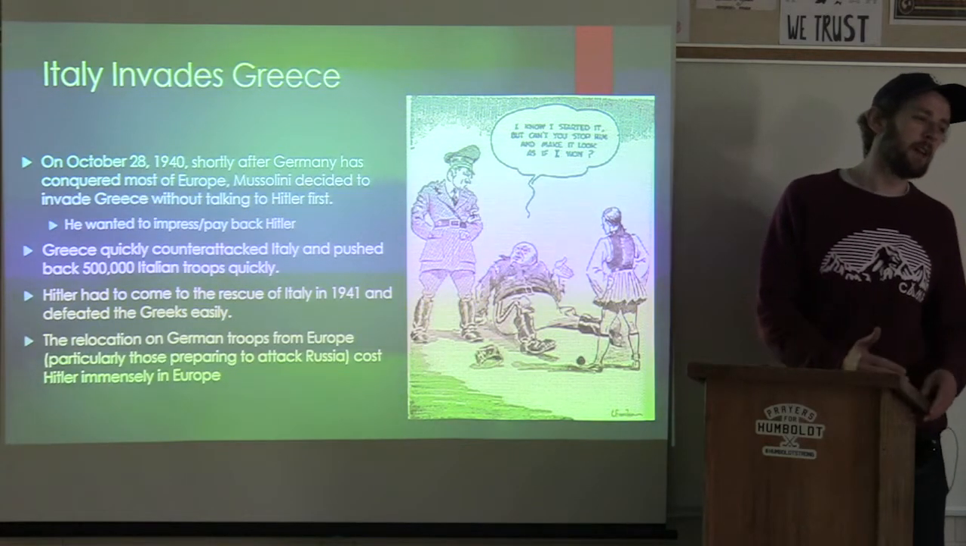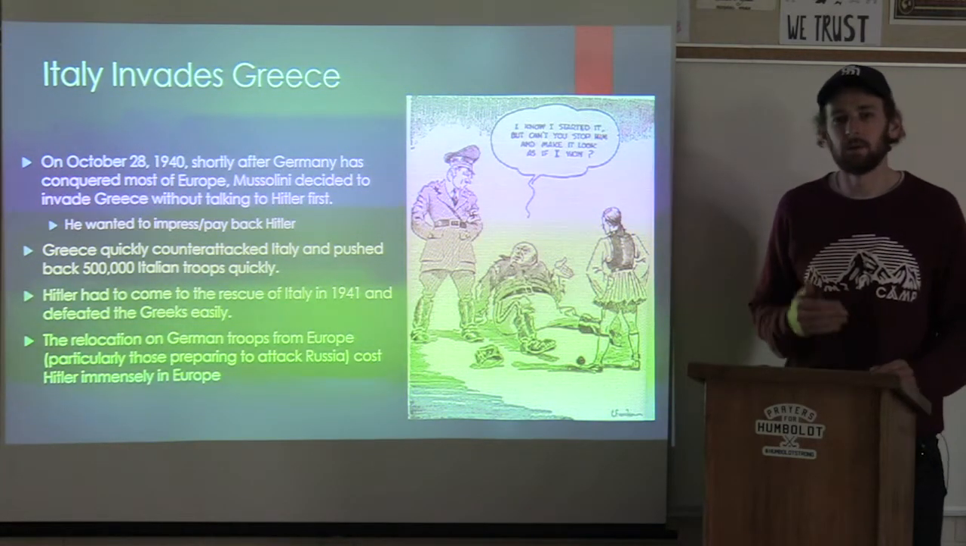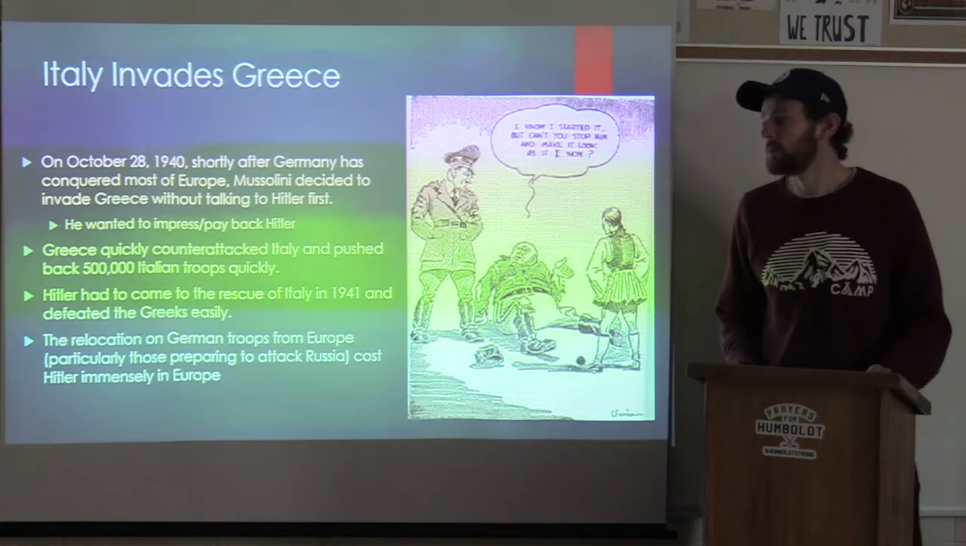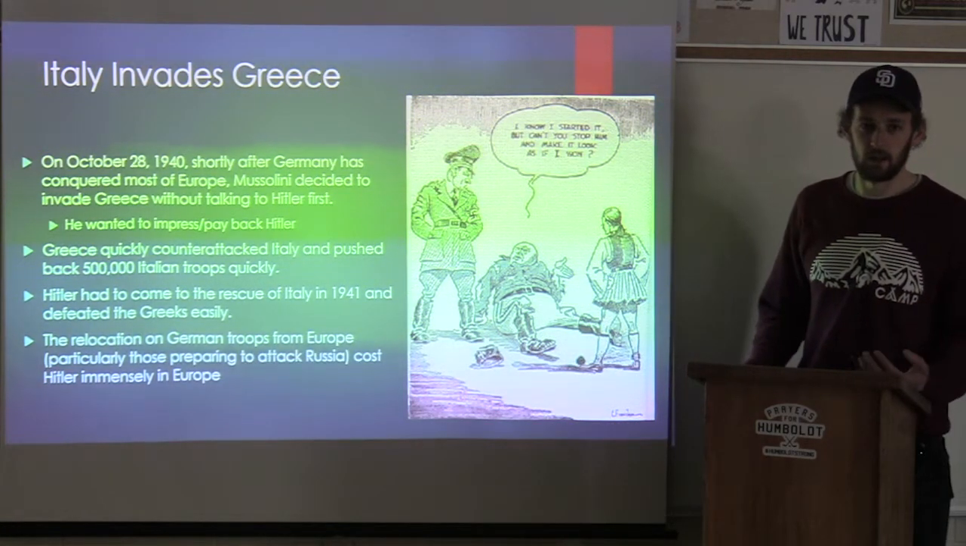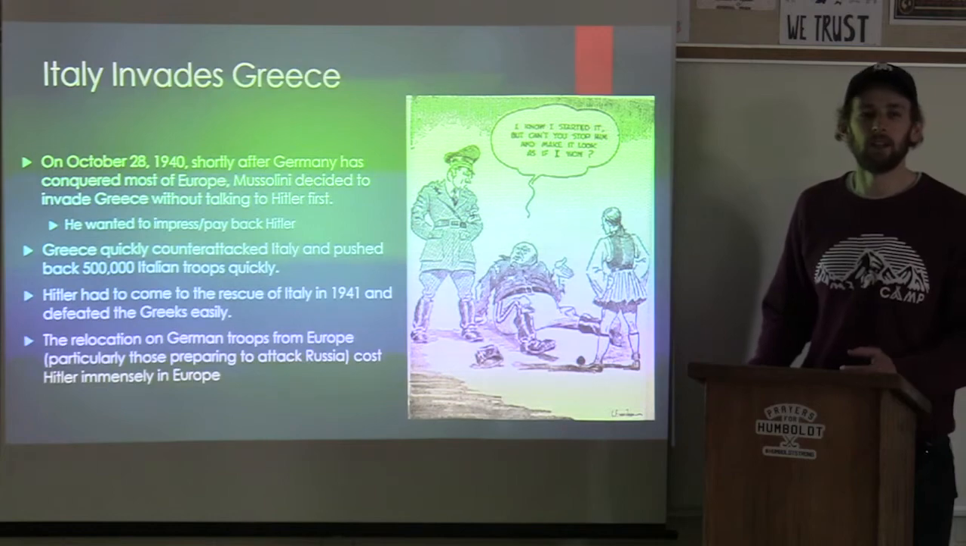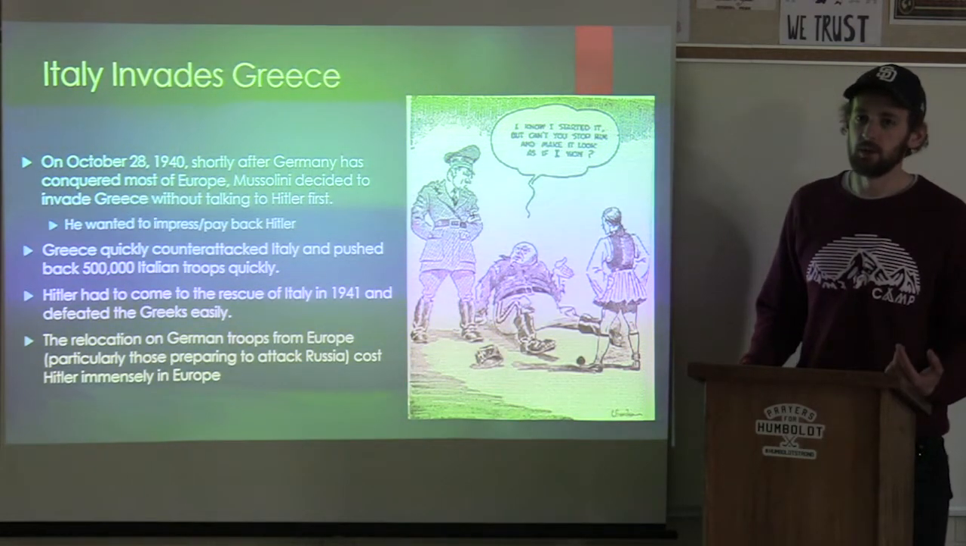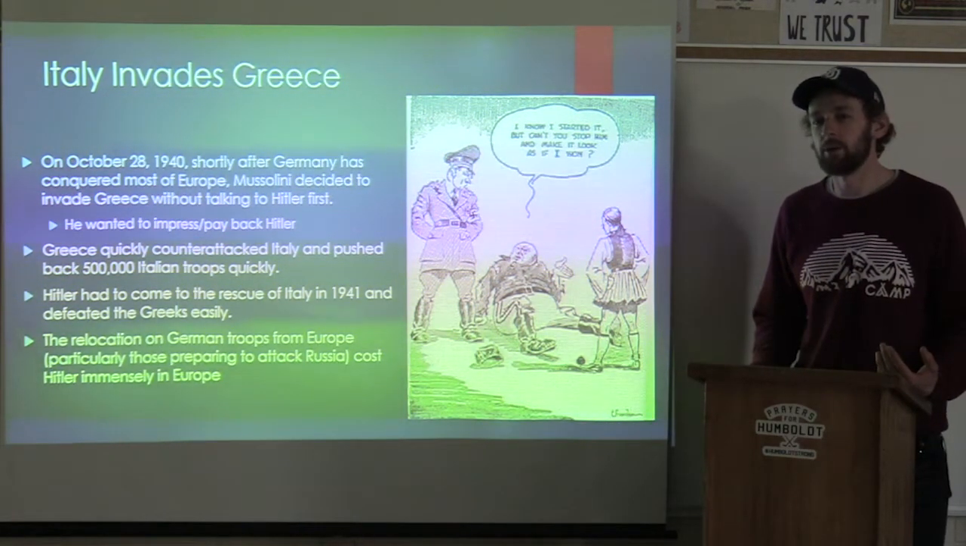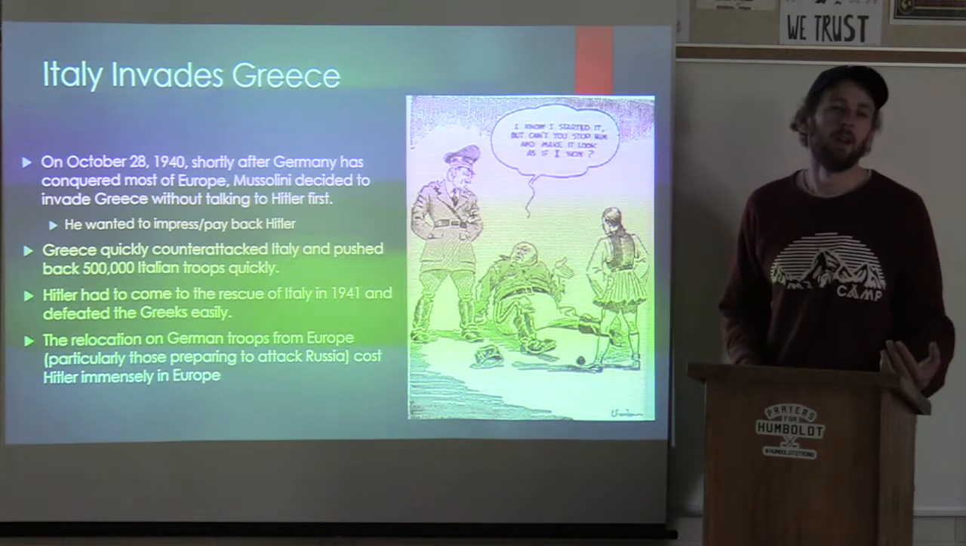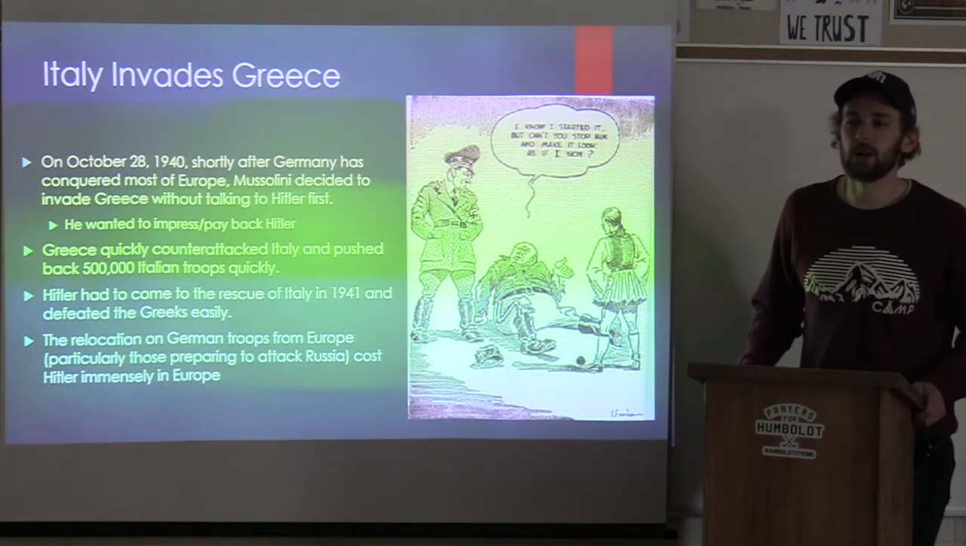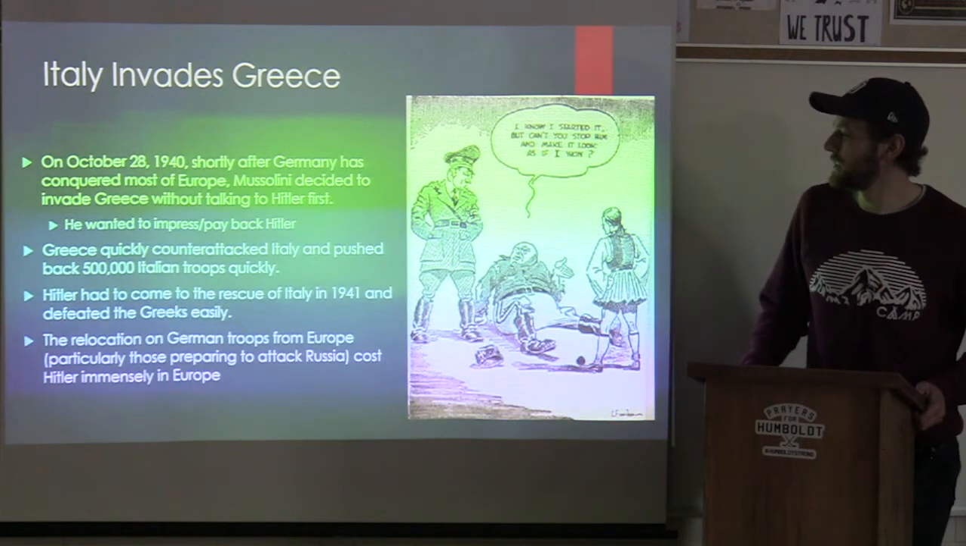He had been kind of lagging behind in all of the battles. He hadn't really been supplying as much as Hitler wanted. So what he decides to do is he decides to try to impress Hitler. And the way he decides to impress Hitler is he's going to invade Greece. Greece is a small country. Greece, in theory, should not be able to defend themselves from the Italian army. The problem is the Greeks are a much better trained military than the Italians.